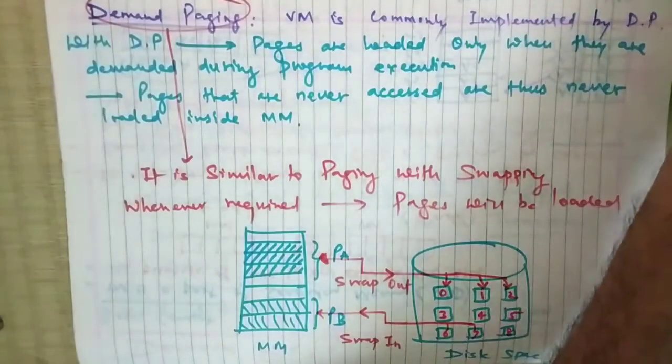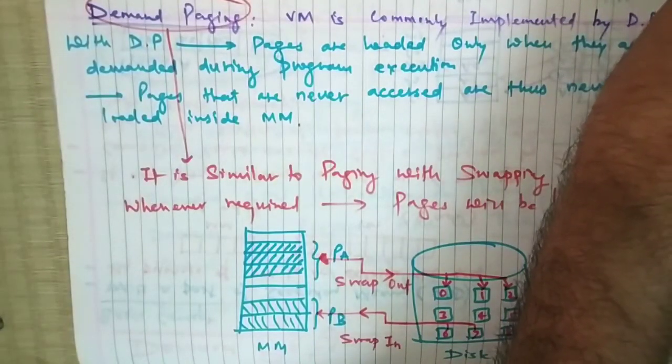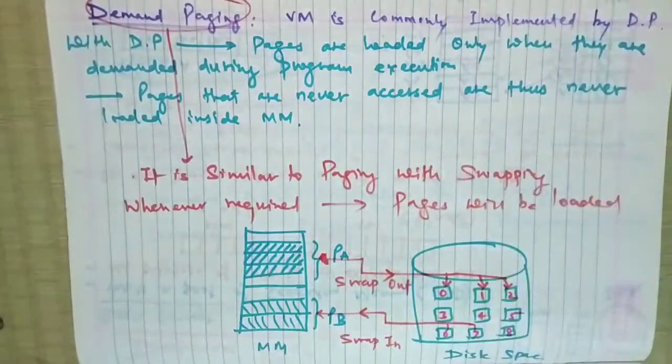In demand paging, what is actually happening? We are going to load the pages from the disk space, or from the virtual memory, to the main memory only when they are needed, only when they are required.